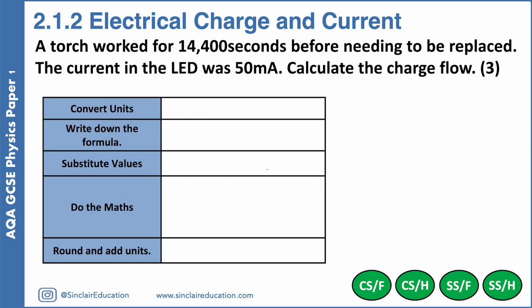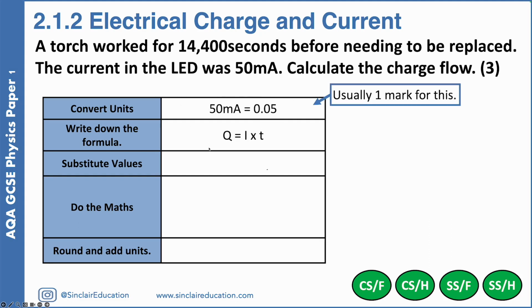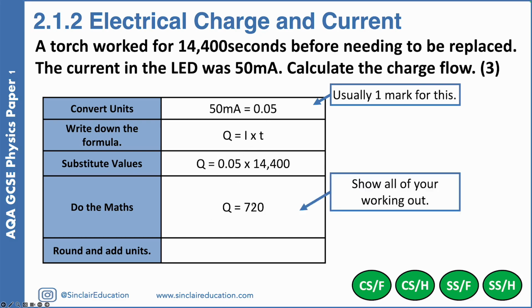But here our unit conversion will be the 50 milliamps. So we'll convert this into amps by dividing by 1,000. Then make sure you write the equation down that you're going to use. So our charge flow is equal to current times time. And then substitute in our values. So here we've got our 0.05 from our unit conversion times our 14,400. Now in this case our calculation is quite simple and straightforward, but here our charge flow will be equal to 720 coulombs.